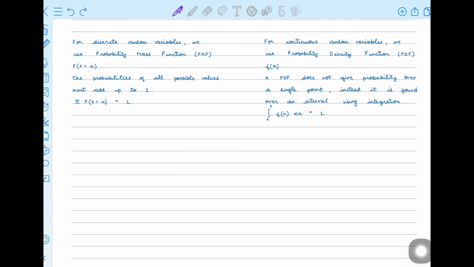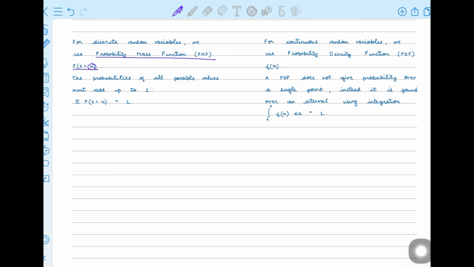For discrete random variables, to calculate the probability of an event, we use something called a probability mass function, written as probability of random variable X given small x. This gives us the probability of each value, and all probabilities must add up to 1.